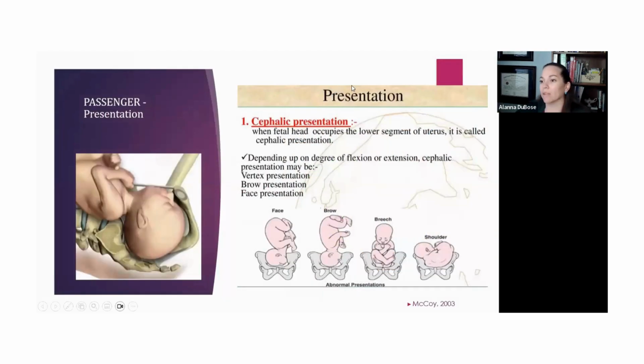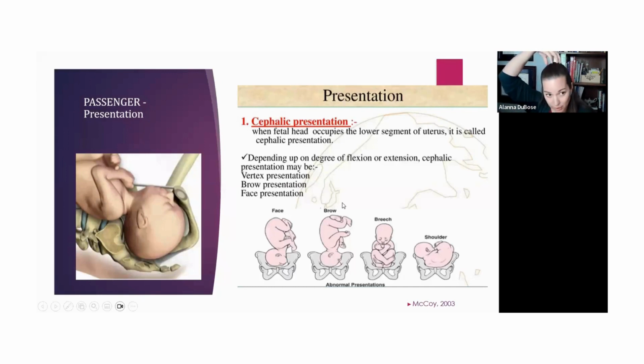Okay. So first we're talking about passenger, and underneath that, presentation. So when we're talking about presentation, we're asking what is the presenting part? Which part of the body is coming through the outlet first, coming out first, okay? So this is either cephalic or breech usually, or transverse, but we'll talk about those. First, we're talking about cephalic. That's, of course, cephalic is a head. When the baby's presenting head first, it's a cephalic presentation, but there's a variation of this, right? So vertex is the normal crown presentation.